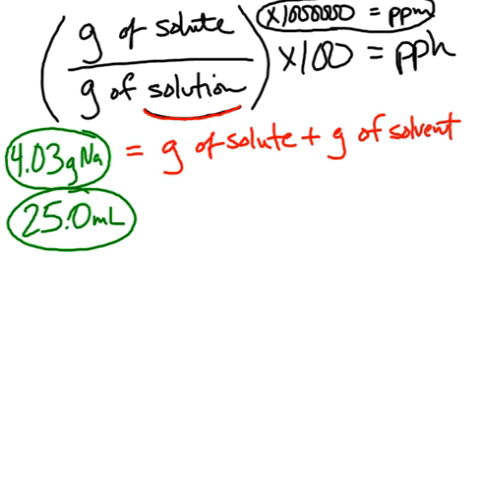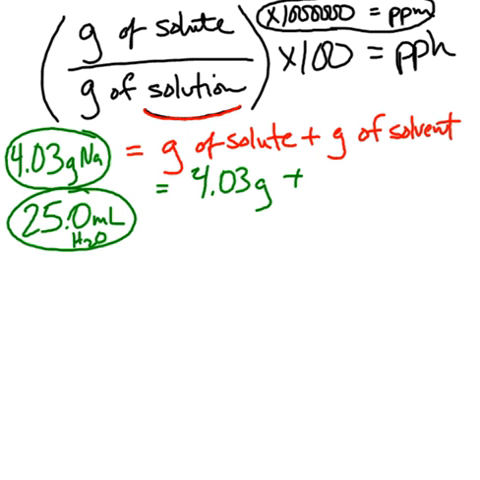Well, I do have a mass of a solute. In this case, it would be 4.03 grams. But I don't have a mass of the solvent. I have the volume of the solvent. So what you would need to do is look up the density of that solvent, and then with the volume and the density, solve for mass.